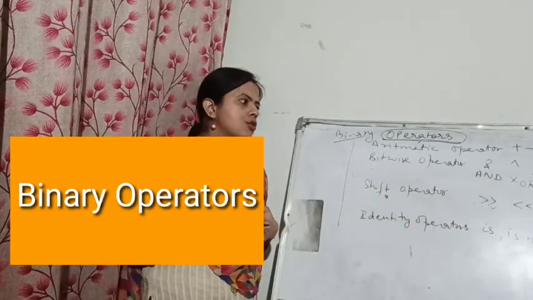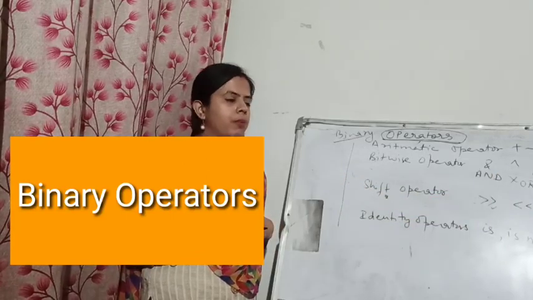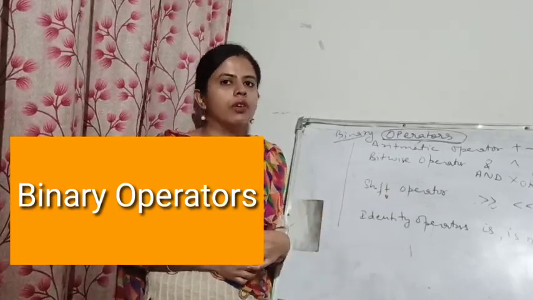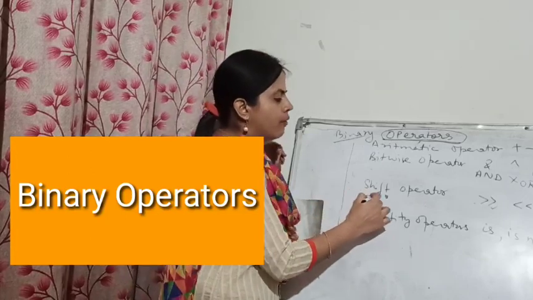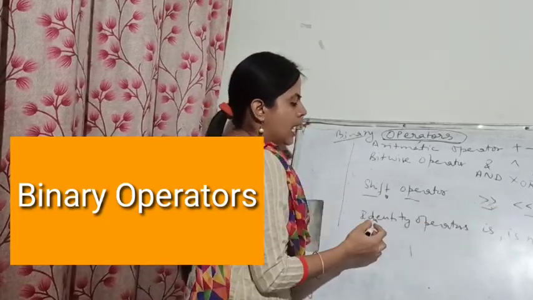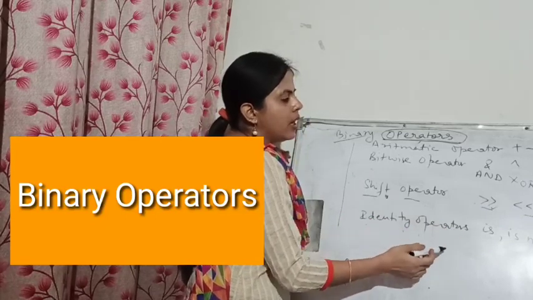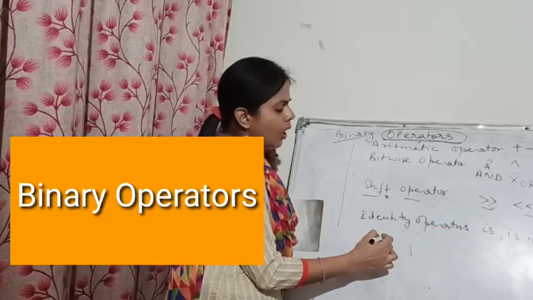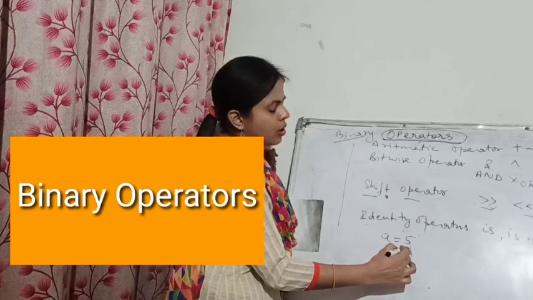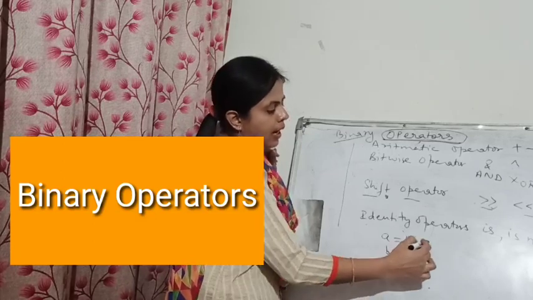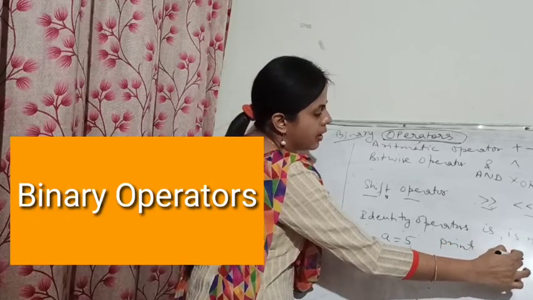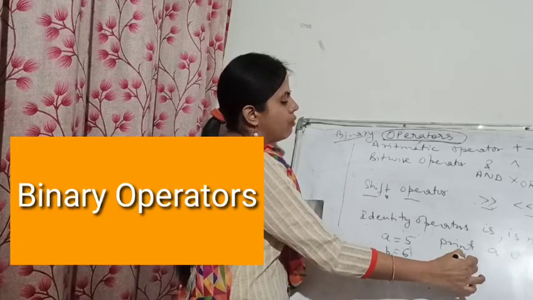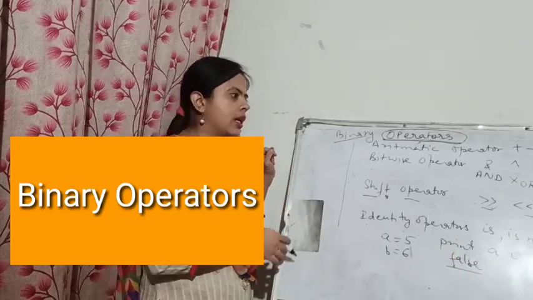You will understand this more easily when you start doing the programs. So I will explain these operators along with the programs in further lessons. Okay. Shift operator, this is shift right and shift left. And identity operator, which will check the identity. If there is a requirement of checking the identity, then we can use is and is not. If you have written a is equal to 5, b is equal to 6, and here you have written print a is b, so a is not b, so the answer will come as false. I will show you the practical, then it will be more clear.